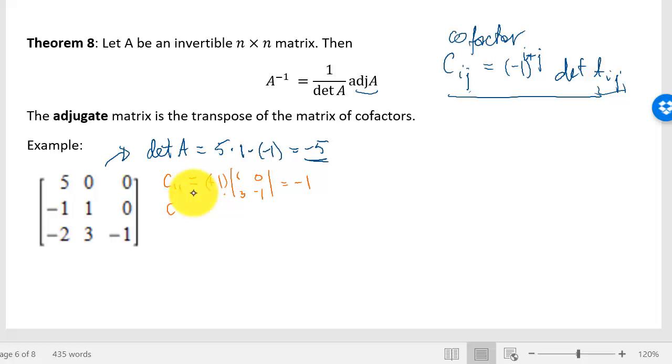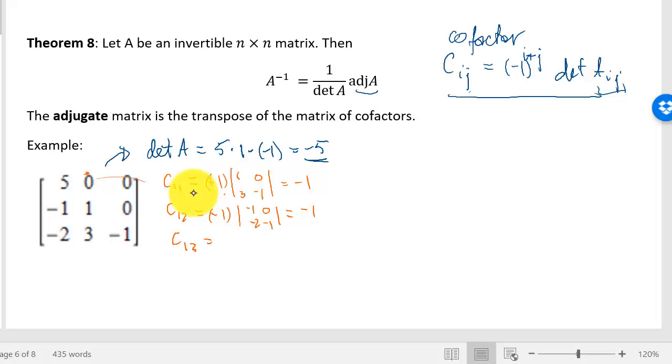We want C12. So this is going to be the 1, 2 position. And so you imagine crossing out the row and the column. And first of all, the sign is going to be -1. And then crossing out the row and the column, we have -1, 0, -2, -1. And that's equal to negative is positive, with a -1, that's -1 again.